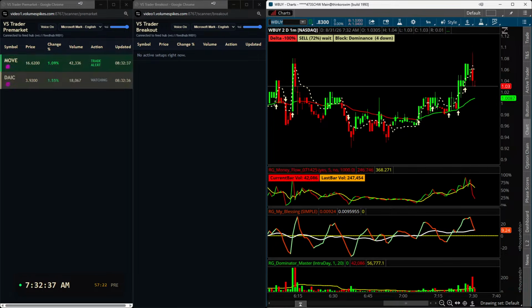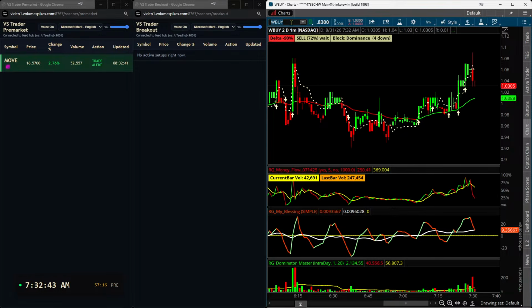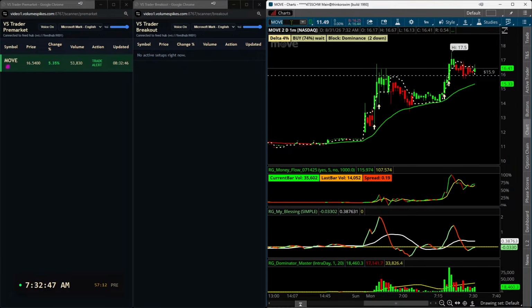PreMarket. Trade alert. MOVE. We already know about MOVE. It's just bouncing around up there at the $16 level.